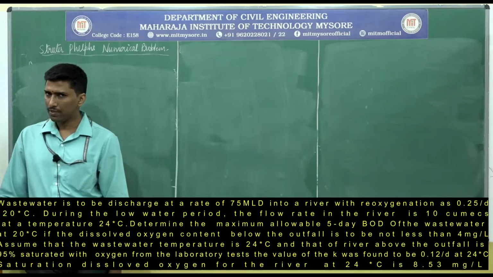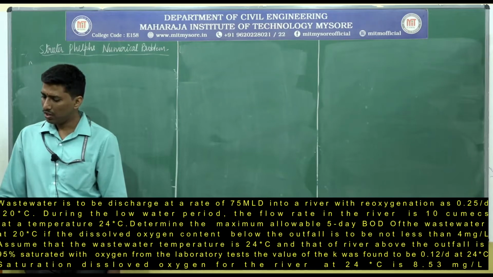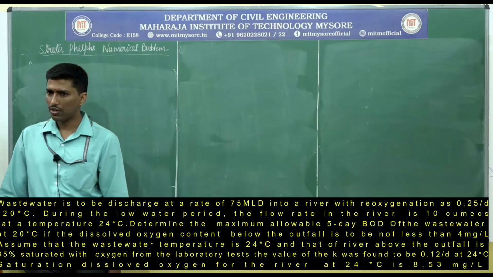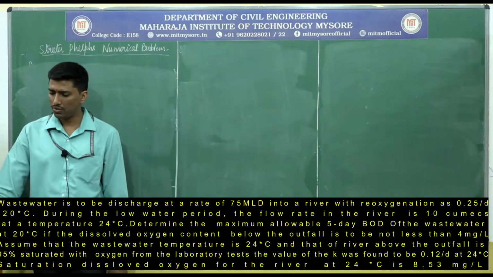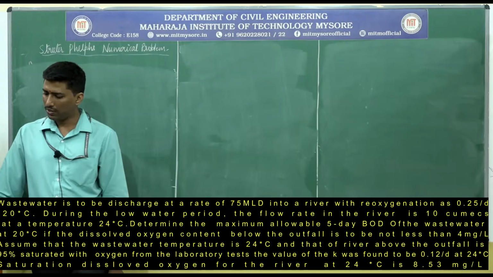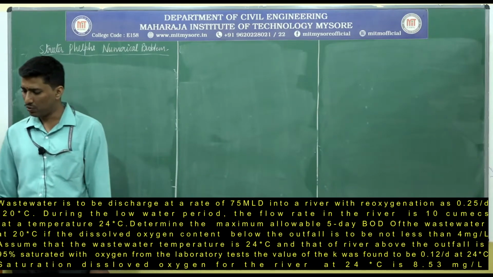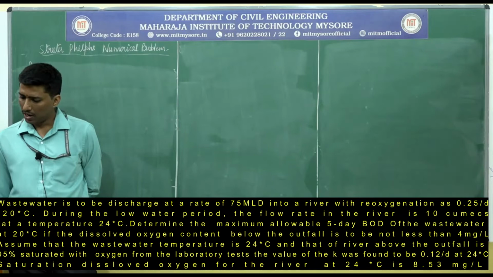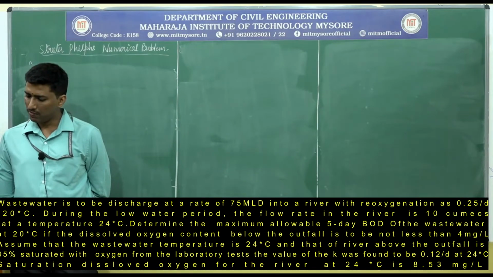Assume that the wastewater temperature is 24 degrees Celsius and that the river water above the outfall is 95% saturated with oxygen.